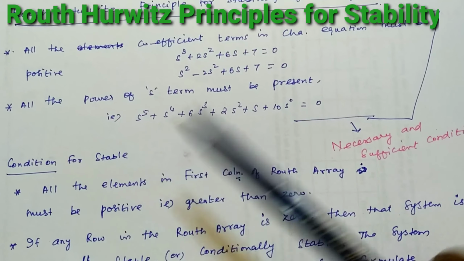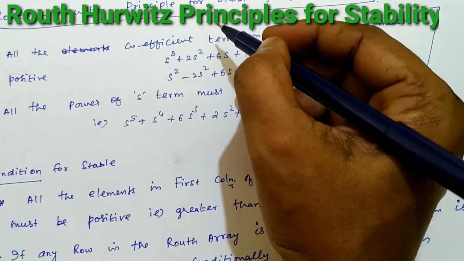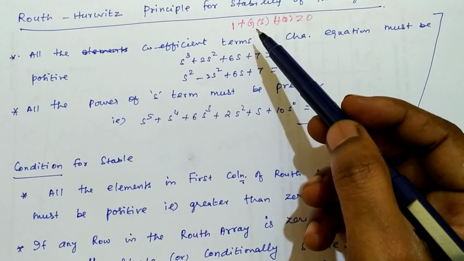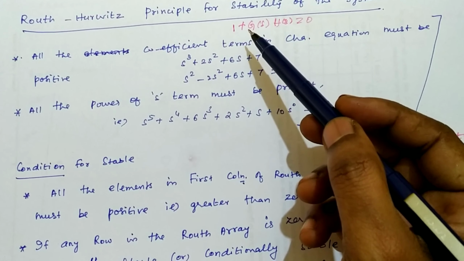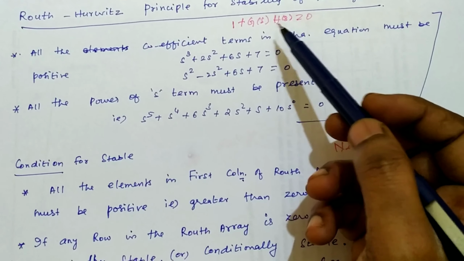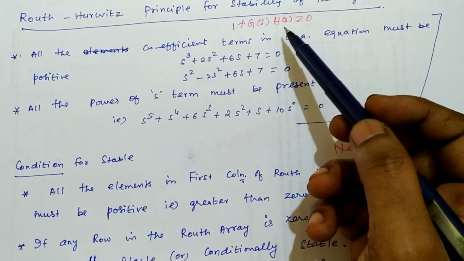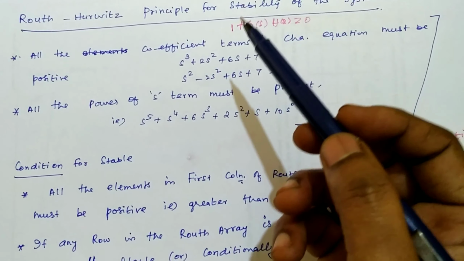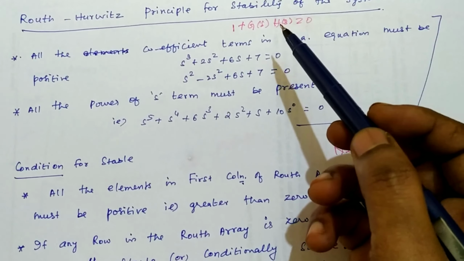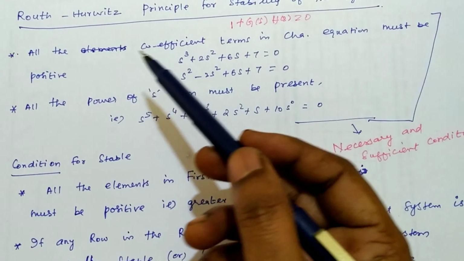First, for a given system we need to formulate the characteristic equation, 1 plus G(s)H(s) is equal to 0. This is the characteristic equation of any system. For the given system, the first step is to formulate the characteristic equation. This is a polynomial equation in terms of s.